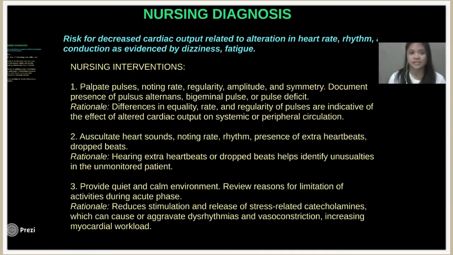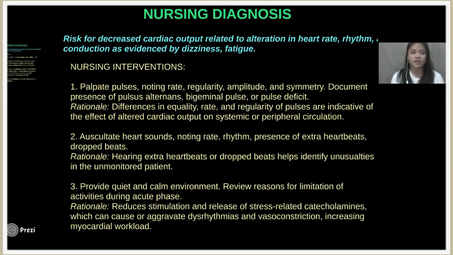The nursing diagnosis: risk for decreased cardiac output related to alteration in heart rate, rhythm, and conduction as evidenced by incident and death. The nursing interventions are palpate pulses, noting rate, regularity, amplitude, and symmetry. Document presence of pulsus alternans, bigeminal pulse, or pulse deficit. The rationale for this is the difference in quality, rate, and regularity of pulses are indicative of the effect of altered cardiac output on systemic or peripheral circulation.